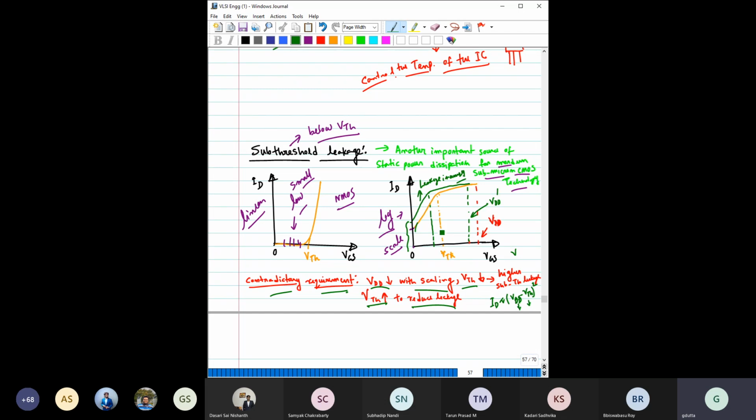Okay, drain to source voltage for what? So for the subthreshold region. Oh, for the subthreshold region. Okay, so this plot you can do for various cases.